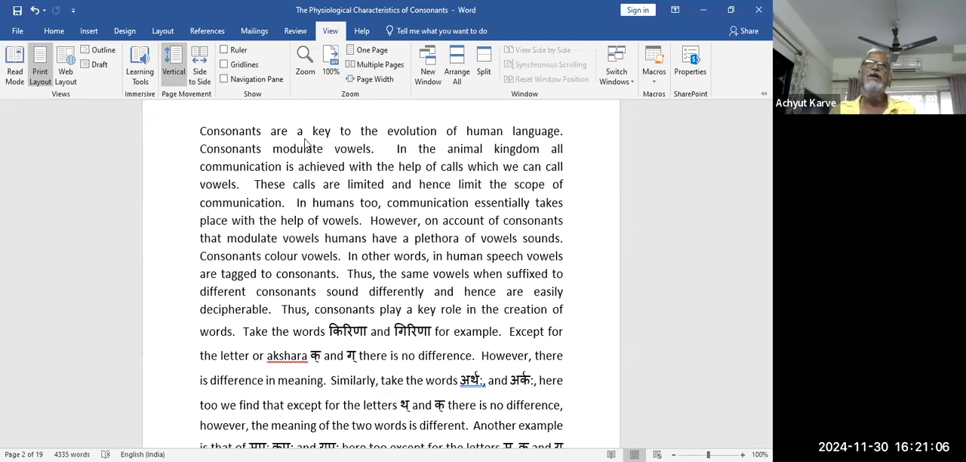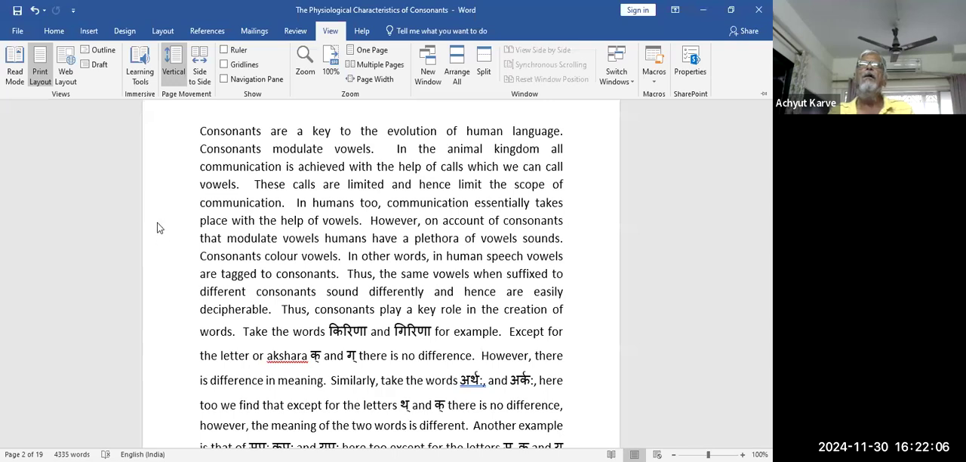Consonants, let us start. Consonants are a key to the evolution of human language. Consonants modulate vowels. Why are consonants important? Because they modulate vowels. We have only nine vowels: a, e, u, r, l, a, o, i, o. These vowels are modulated in a number of ways when they are attached to consonants. When we attach a vowel to a consonant, the vowel gets modulated. As in the case of colors, out of three colors we can get a huge number of intermediate colors by which we can paint as if it is a reality. In the same way, these consonants are modulating the vowels.